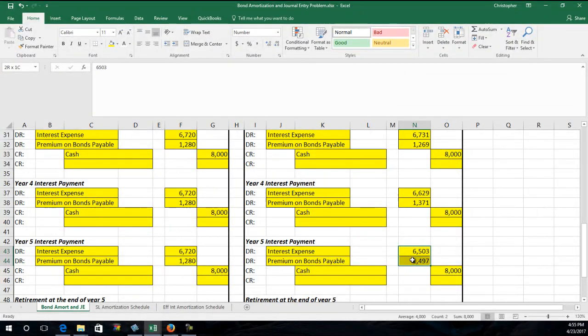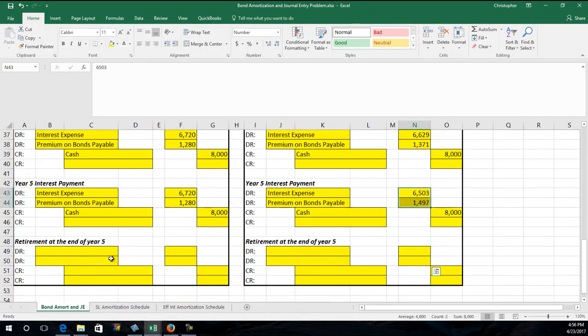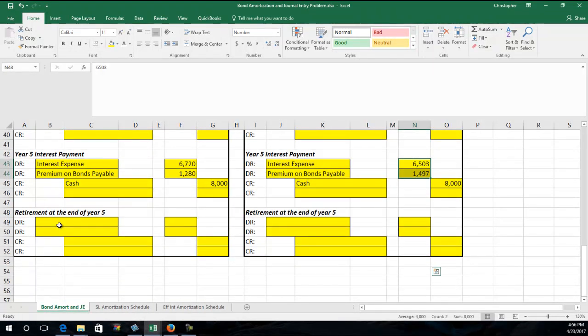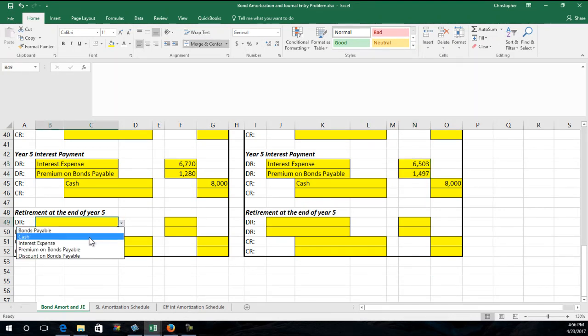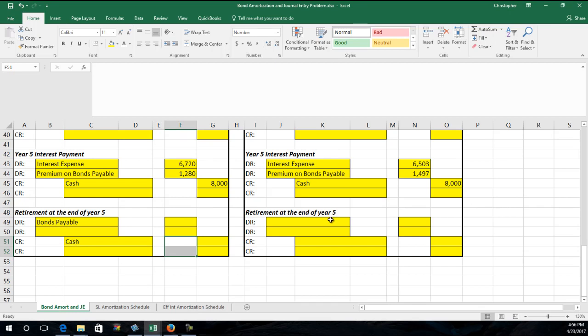And just as a little hint, as you're going through these, the interest expense will always be higher than the premium or discount. So that should help you out there. So now we have the retirement at the end of year 5. Now keep in mind, this is a bond that was retired at maturity. So what this means is we're going to debit the bonds payable. We have to credit cash to show the payment. Now, at this point in time, there should no longer be a premium left over. So it's just going to be a bonds payable and a cash.